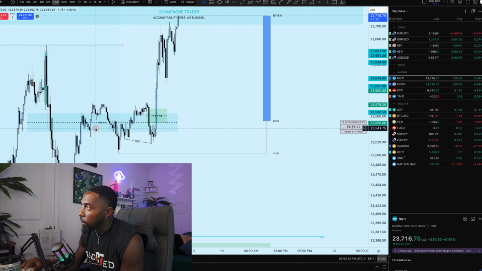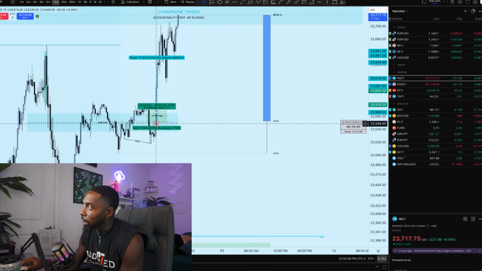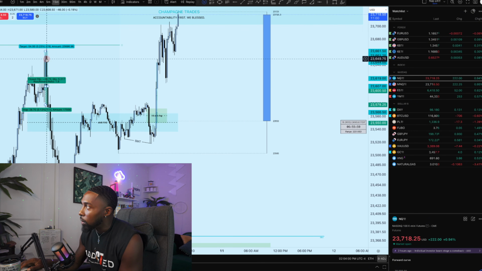We got the 4-hour fair value gap from the higher time frame. We also have a 15-minute fair value gap right here. You can see that price started to invert that. That's when I got in my position on the lower time frame, and then I simply just targeted these highs and this candle up here.